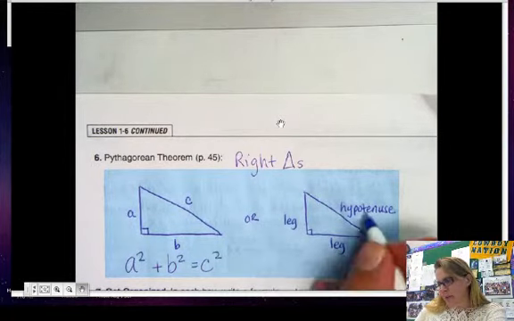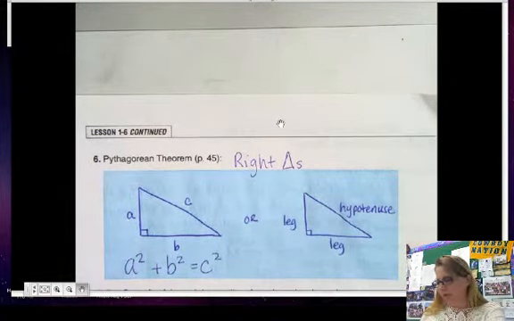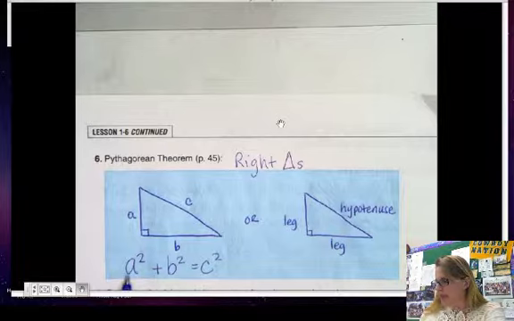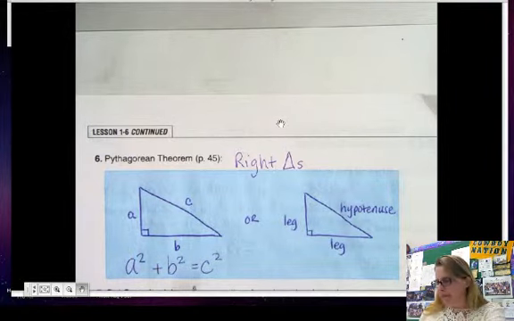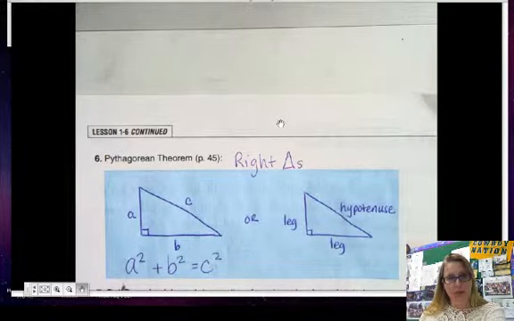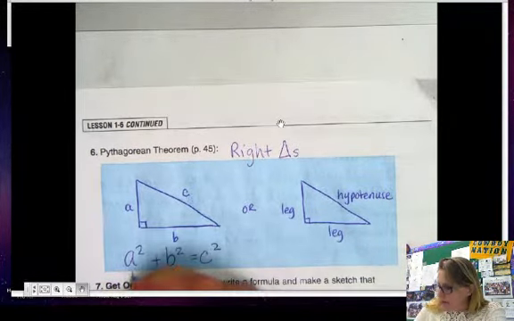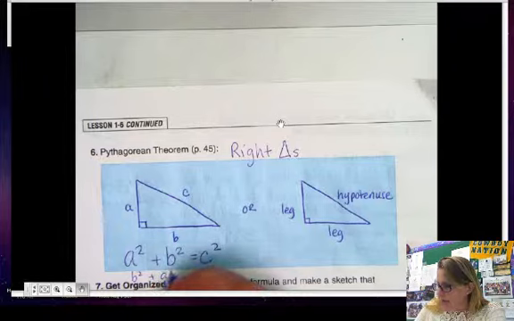Sometimes people get all worried about the a squared and b squared, because they get concerned about which one's A and which one's B. But it doesn't matter at all. You could have this one over here if you wanted to. You could also have this be B squared plus A squared equals C squared.